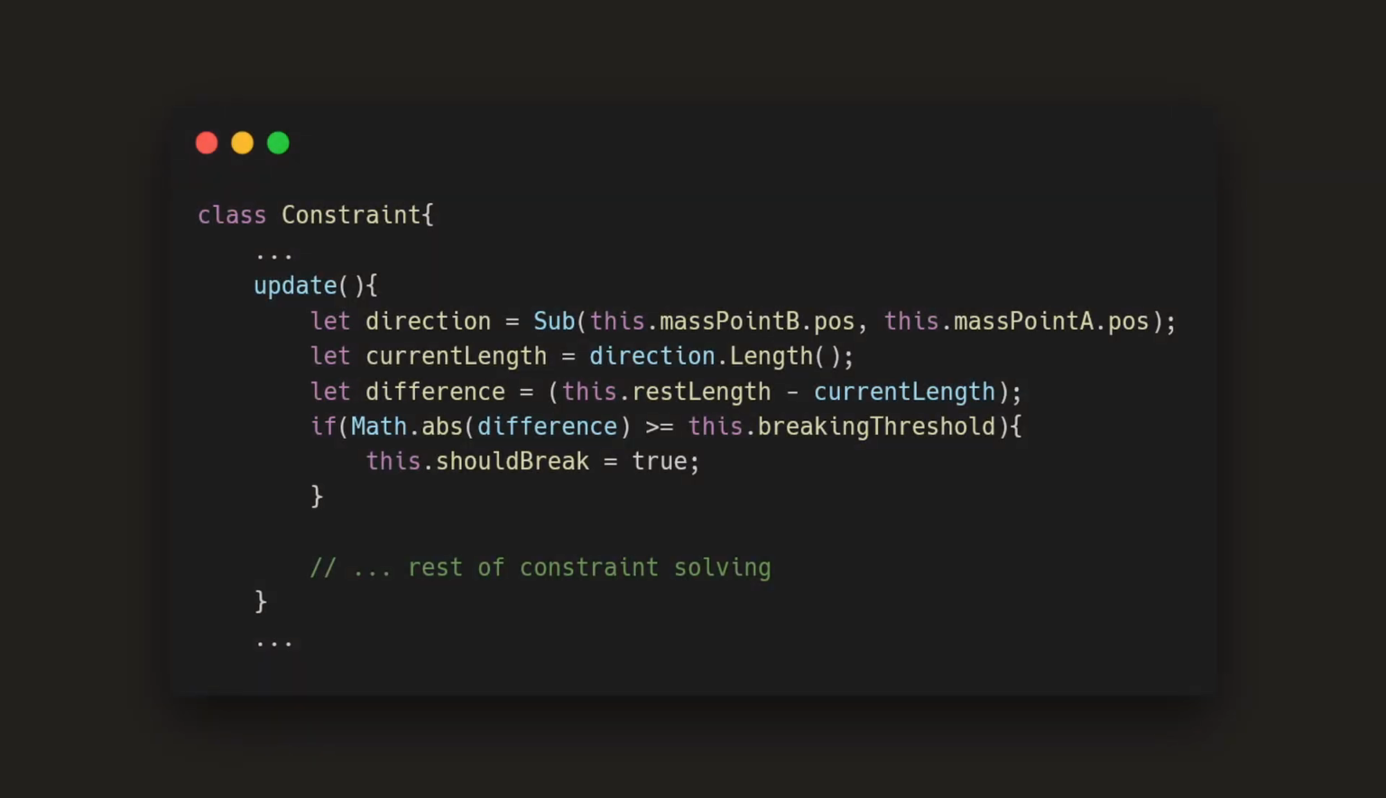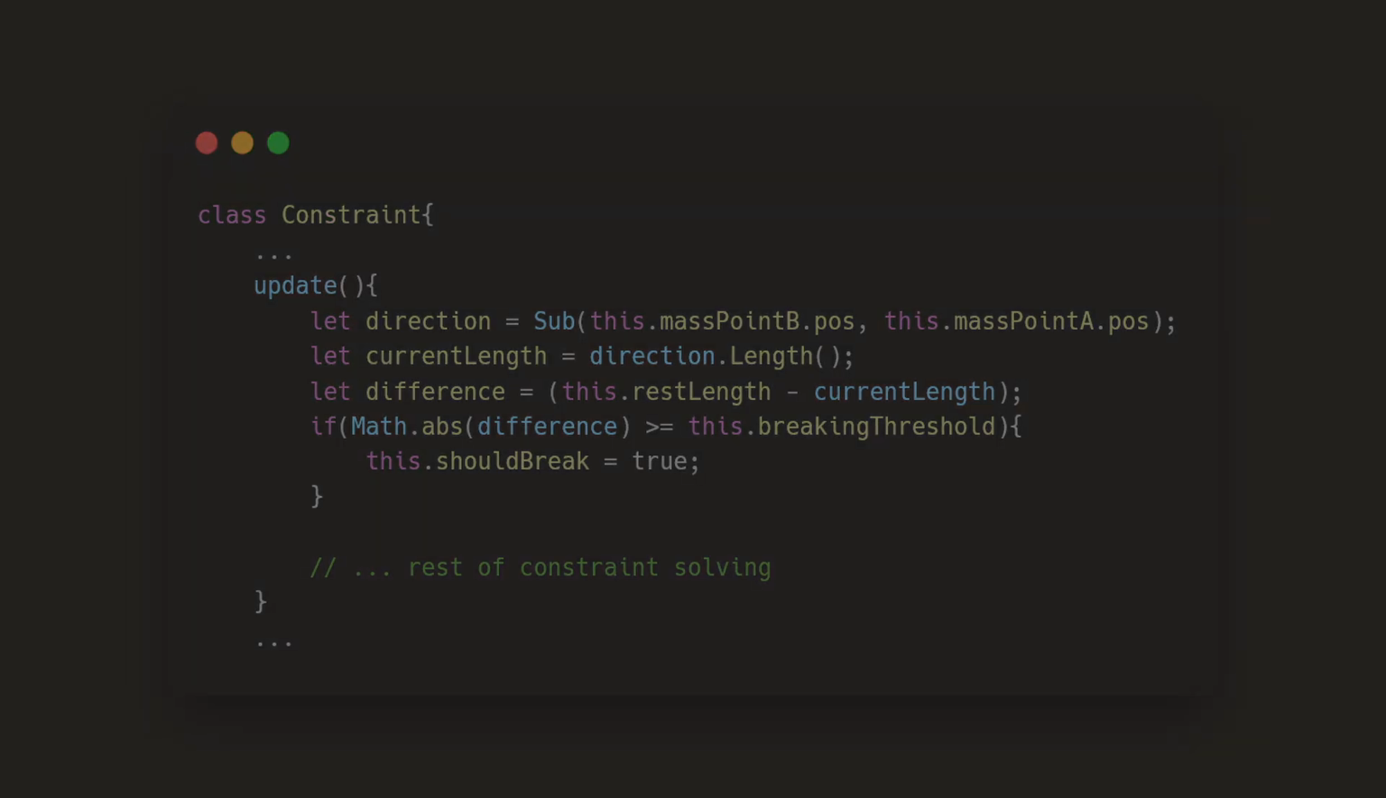In the update method, we check if the absolute difference between the current length and the rest length exceeds the threshold. If it does, we mark the constraint for removal. We use Math.abs because the constraint could be compressed, this is the negative difference, or stretched, that's the positive difference. Either way, if it's too far off, it breaks. We don't remove the constraint here, we just flag it. The simulation loop handles the actual removal later.